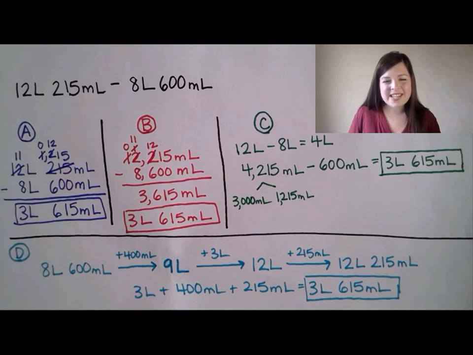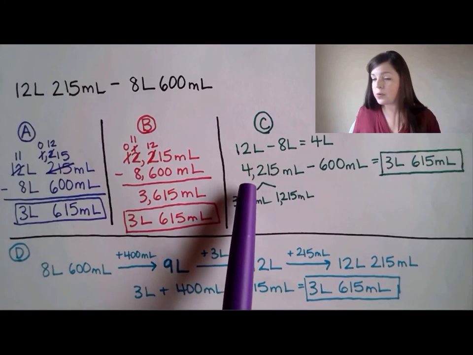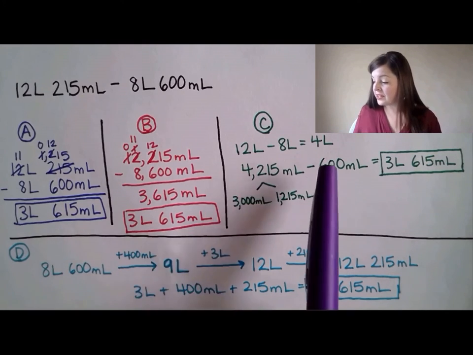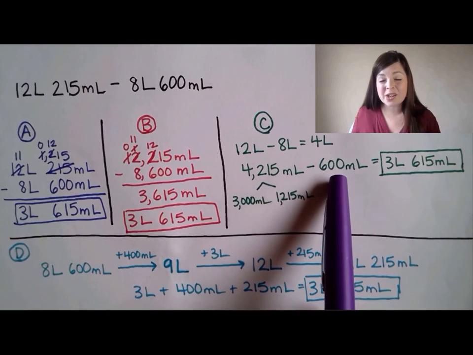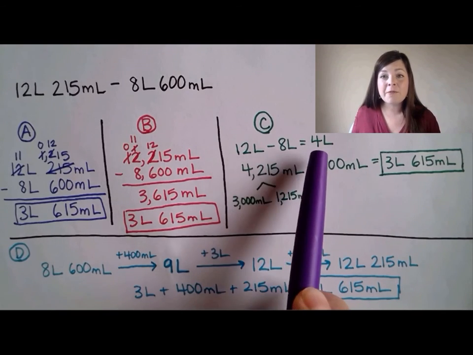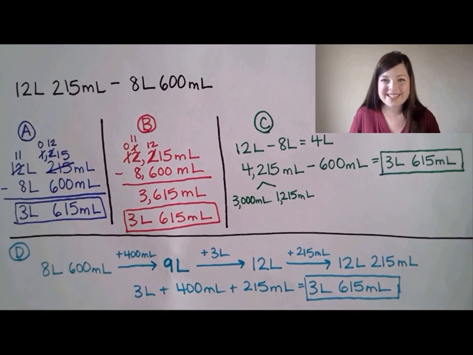In solution C, why do you think they renamed 4 liters into 4,000 milliliters? They renamed 4 liters into 4,000 milliliters because they needed to subtract 600 milliliters. And they couldn't subtract 600 milliliters from 215 milliliters. So converting 4 liters to 4,000 milliliters allowed them to subtract.